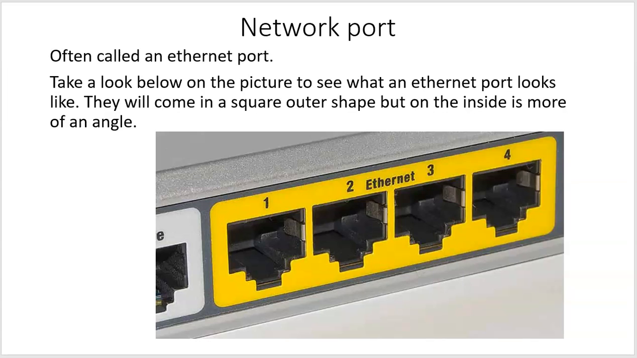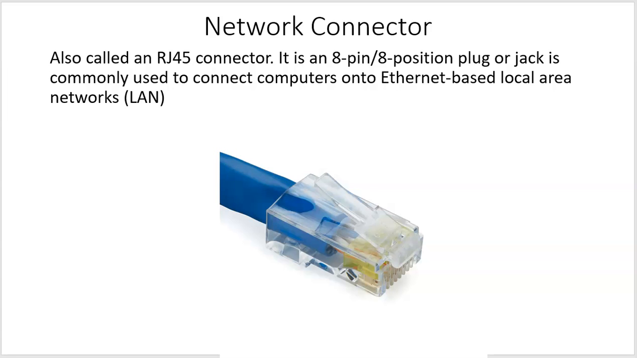Ports. Sometimes they're called Ethernet ports. Take a look below at the picture and you'll see what an Ethernet port looks like. They have a square outer shape and the inside is more of an angle. The connector is called an RJ45 connector. It is an 8-pin, 8-position plug or jack that's used to connect computers on a network.